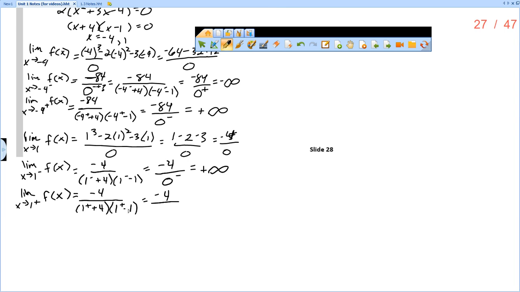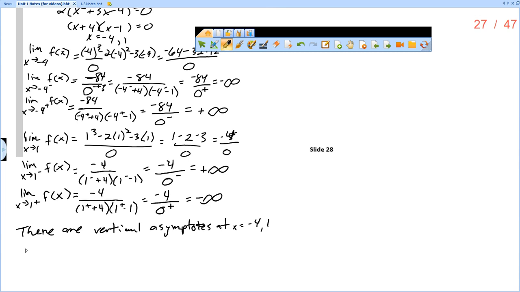What's a number to the right of 1? How about 2? 2 minus 1 is a positive. So I have a positive number times a positive number, so I get 0 from the positives. So now I have a negative divided by a positive, which means I'm approaching negative infinity, right? So what does this result tell us? It tells us that there are vertical asymptotes at x equals, what is it, -4 and +1, right? Remember, why is that? Because the limit as x approaches -4 from the left and or from the right is approaching negative infinity or positive infinity, right? And the same thing is true with x equals 1.